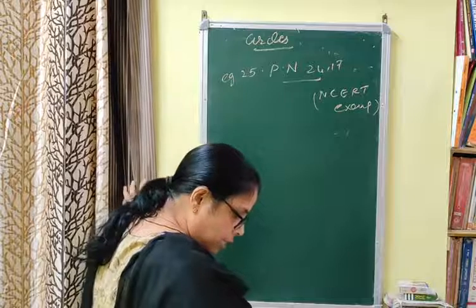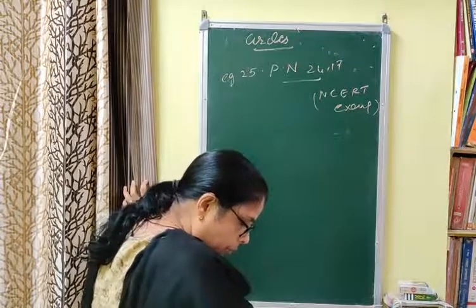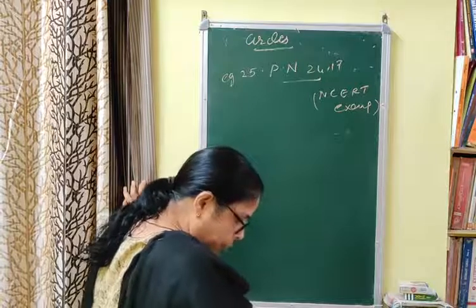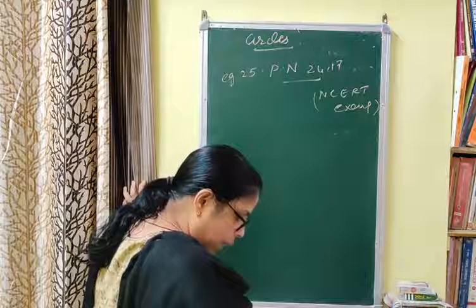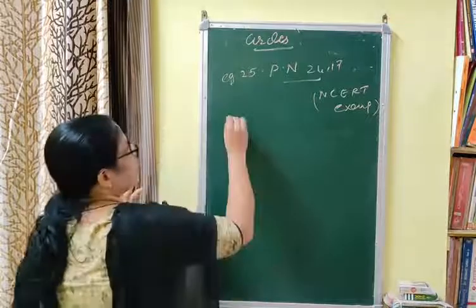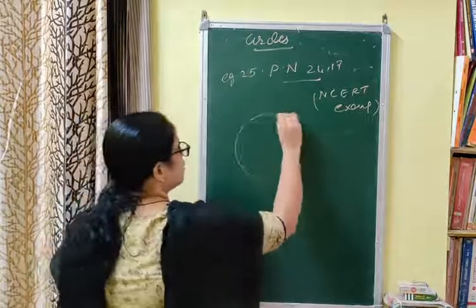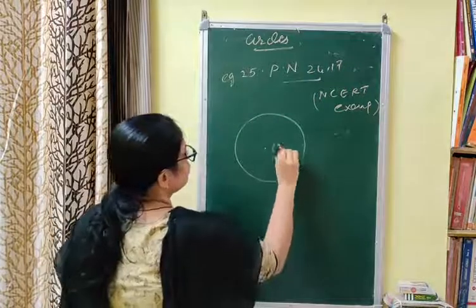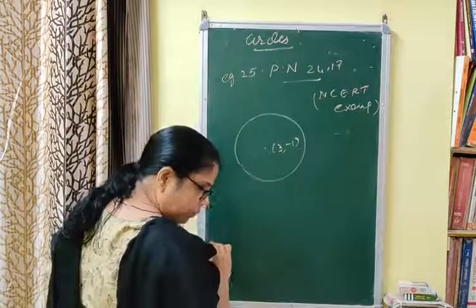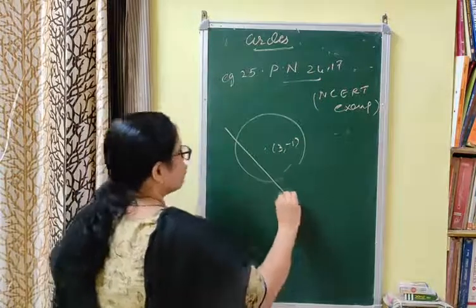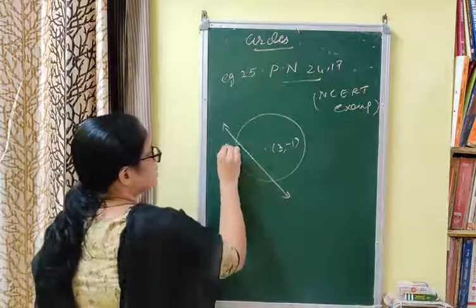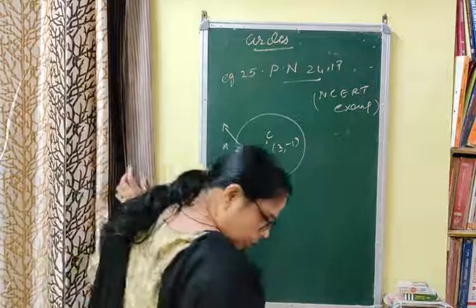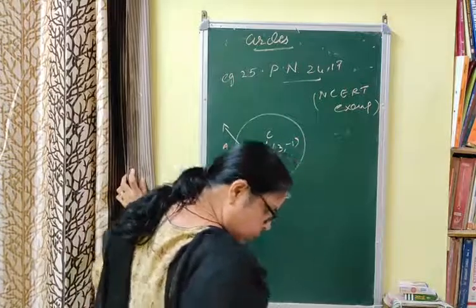Find the equation of the circle with center (3, minus 1) which cuts off a chord of length 6 units on the line 2x minus 5y plus 18 equals 0. You are asked to find the equation of a circle having center (3, minus 1) which cuts off a chord of length 6 units. AB is the chord and C is the center, which cuts off a chord of length 6 units on the line.